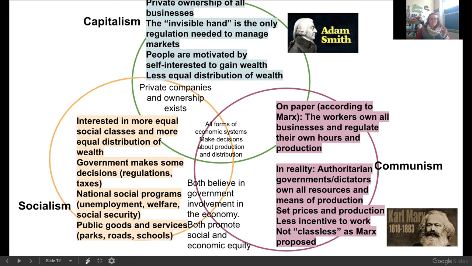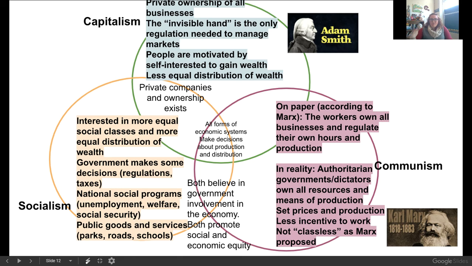There is this invisible hand that is only there to regulate when needed. People are motivated by their own self-interest in order to gain wealth, and there is a less equal distribution of wealth. And this was thought up by Adam Smith. He wrote it all out in The Wealth of Nations.